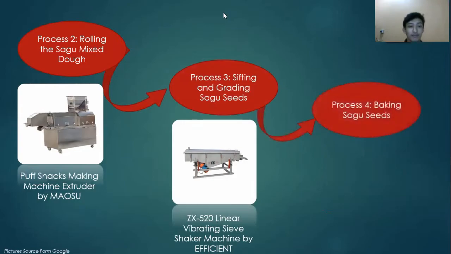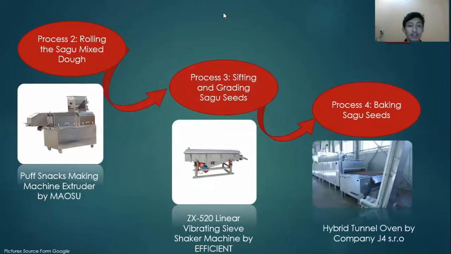After that, the sago seeds will undergo the baking process without using any oil. In this process, we will use the hybrid tunnel oven from the company J7SRO. We use this hybrid tunnel oven because it can be constructed from individual ovens with direct heating, indirect cyclothermic heating, and indirect convection heating. This will reduce the baking time, besides ensuring that our sago seeds have been baked perfectly, which gives us crunchy, dry baked sago seeds.